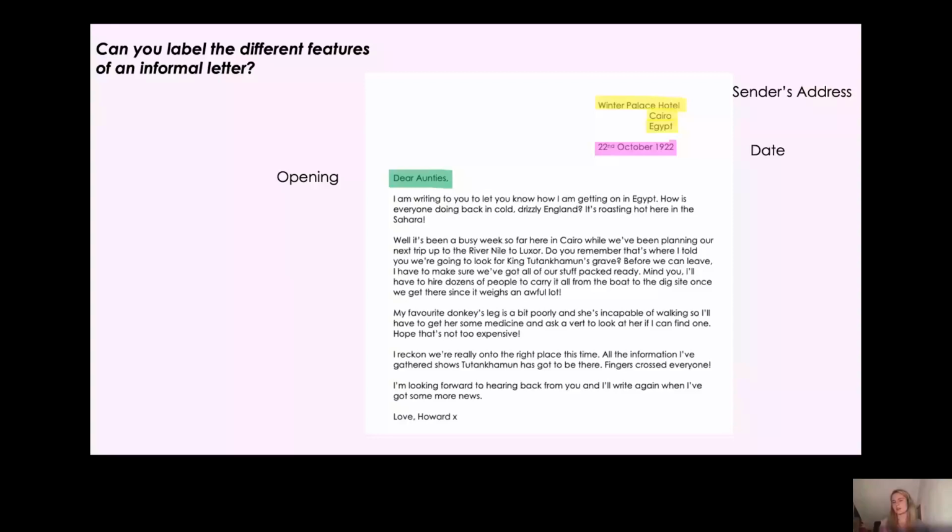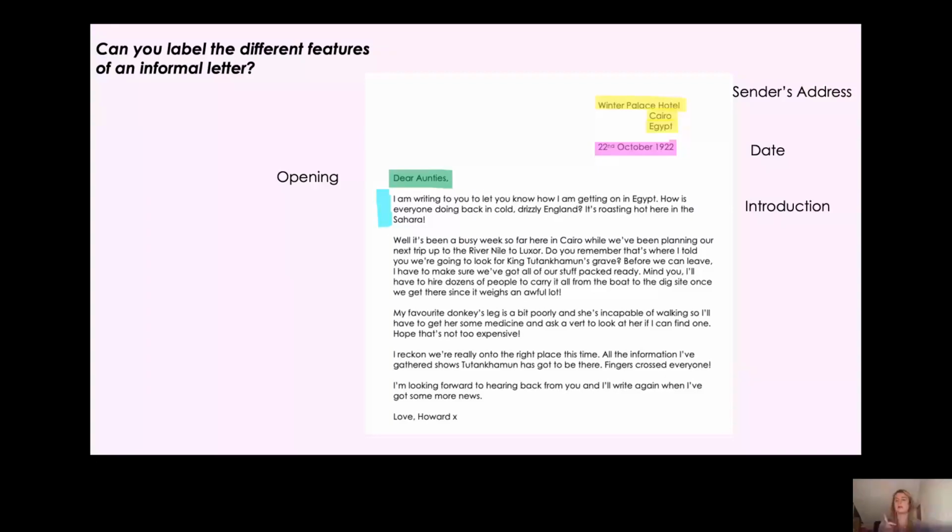What is the first paragraph of our informal letter? What is it called? Yes, look, can you see it here? Our first paragraph. And that is called our introduction. And our first sentence in our introduction tells us the purpose of our letter, so why we are writing the letter. So in this letter, Howard has written, I'm writing to you to let you know how I'm getting on in Egypt. So he's writing to his aunties to let them know how he was getting on in Egypt. And he's told us the purpose of his letter in the very first sentence.